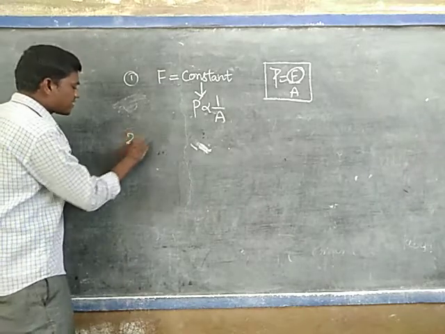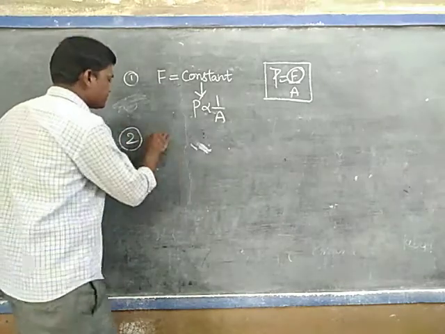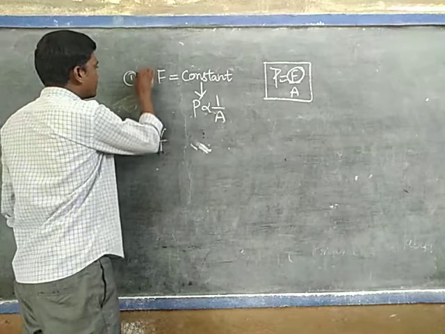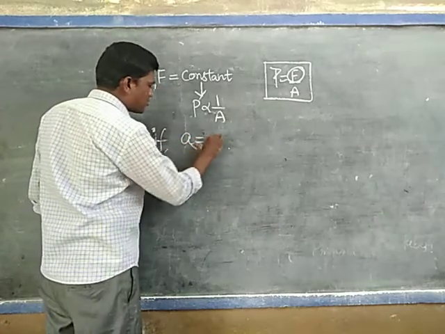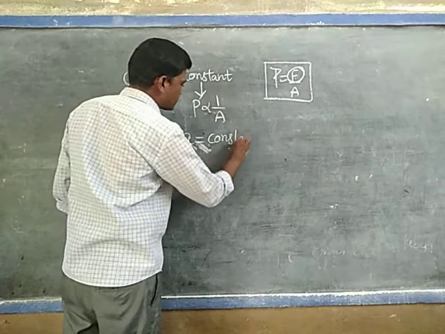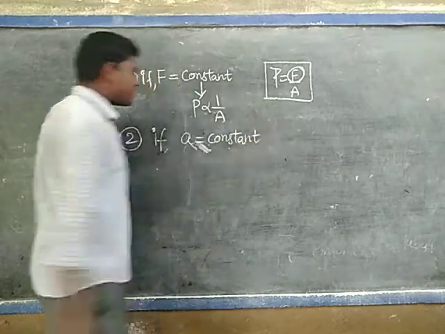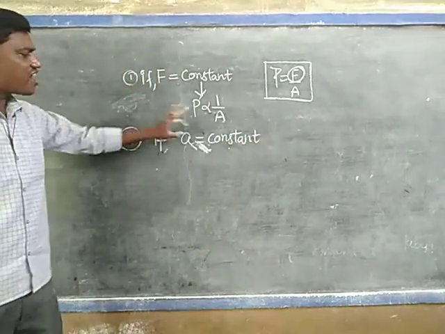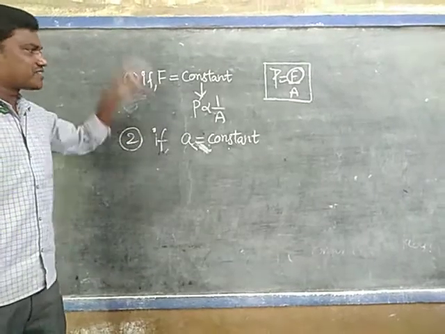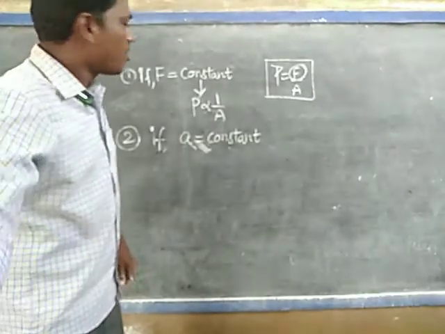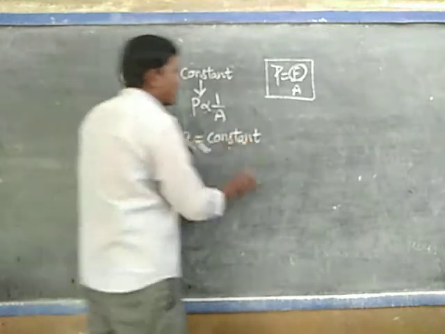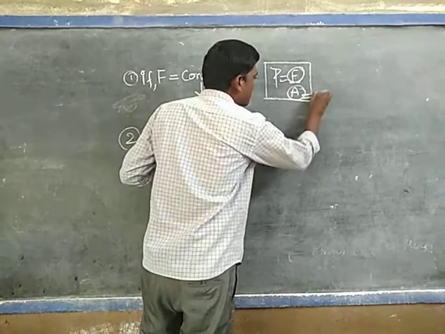And the second thing is, if A equals constant, meaning area is constant. If area is constant, does pressure increase or not? That is the one thing. Now come to that. If area is constant, this is the constant.